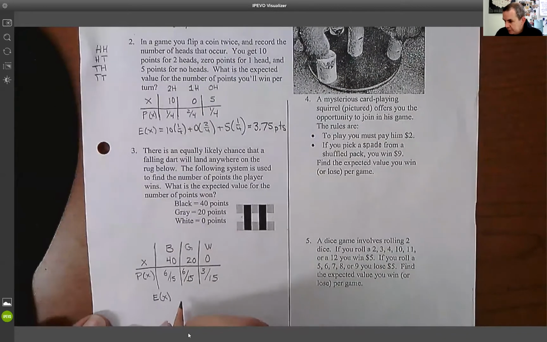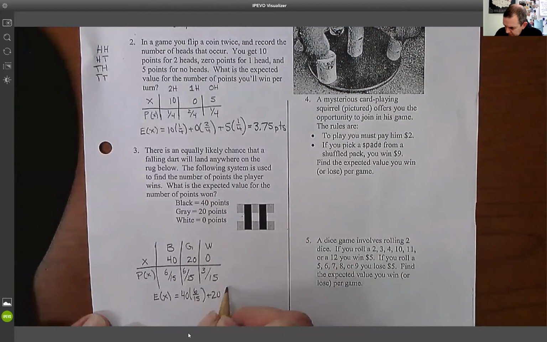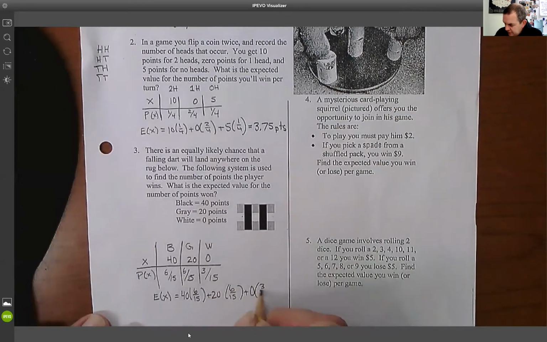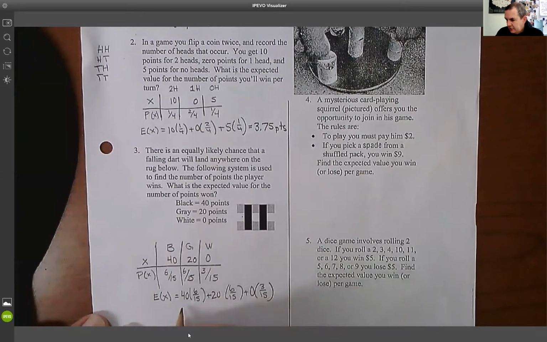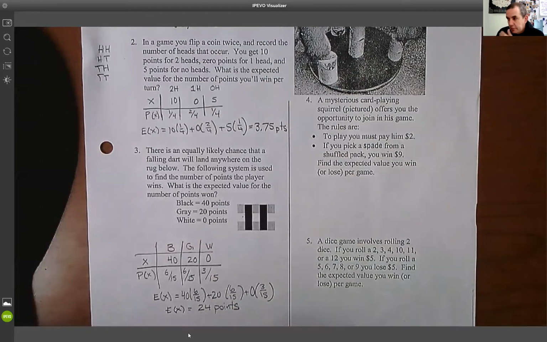So now again, expected value is outcome times probability. So 40 times 6/15 plus 20 times 6/15 plus 0 times 3/15. You can use L1 for outcomes and L2 for probabilities and multiply them together. You're going to find that your expected value, the number of points you should get on this one, is 24 points. And so that's number 3.